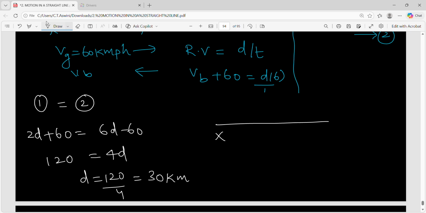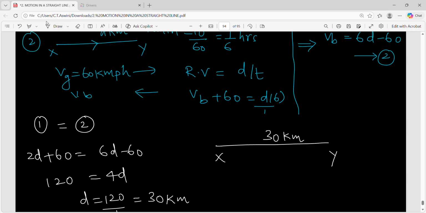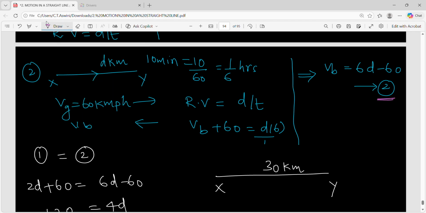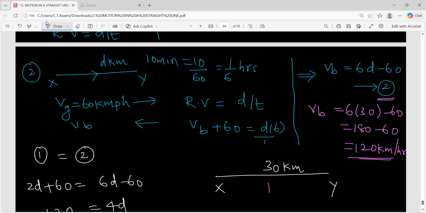So what is the distance between x point and y point? This is 30 kilometers. And what is the velocity of the bus? Use any of the equations. Use equation 1 or equation 2. It's up to you. We'll do one thing. We'll use equation 2 to find out velocity of bus. 6 into what is the distance just now that we got? 30 minus 60. So 180 minus 60. So how much do we get?